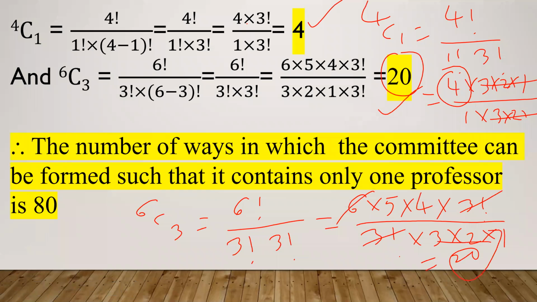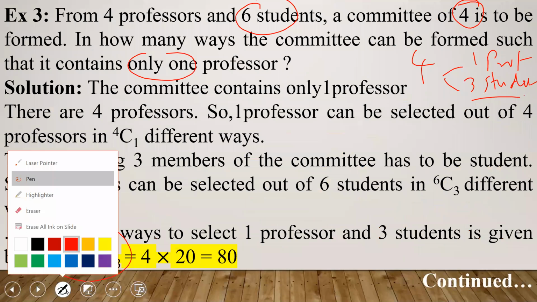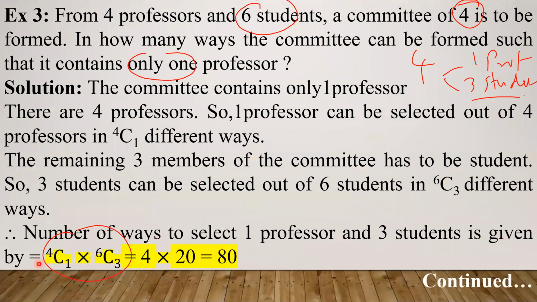So I have calculated 4C1 and I have calculated 6C3. Put the value. So see here, I have put the value of 4C1 and 6C3. 4C1 is 4 and 6C3 is 20. When you multiply, you will get 80. So there will be 80 different committees you can form which contain only one professor.